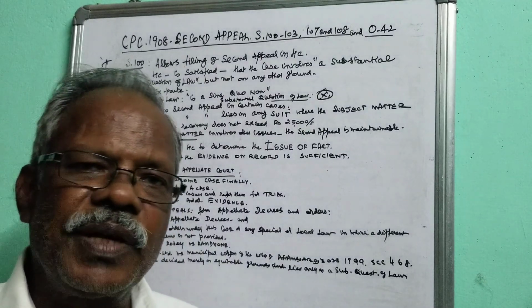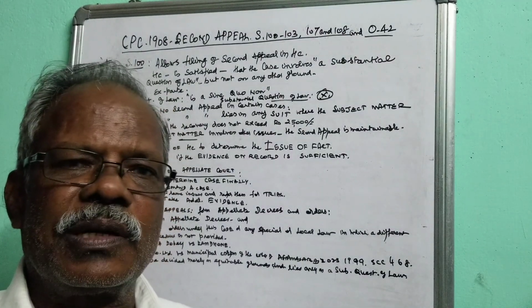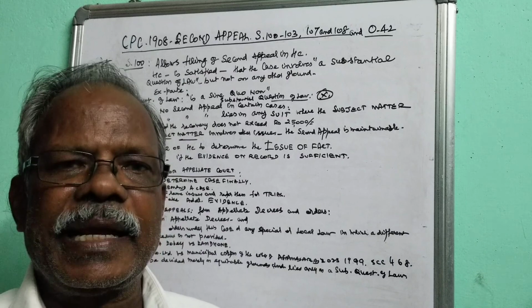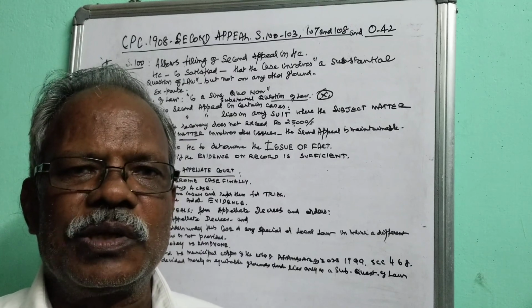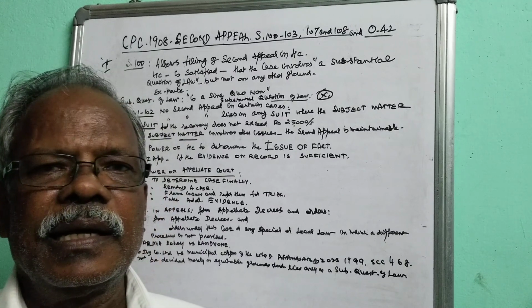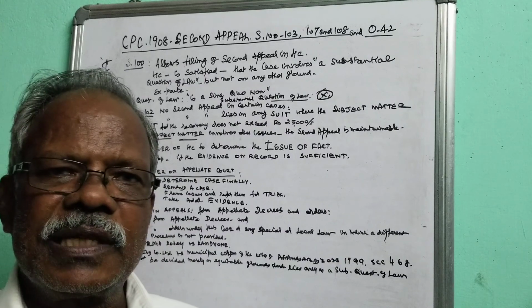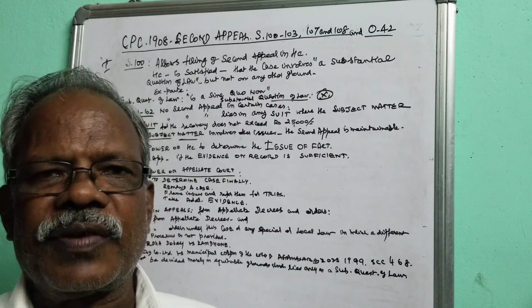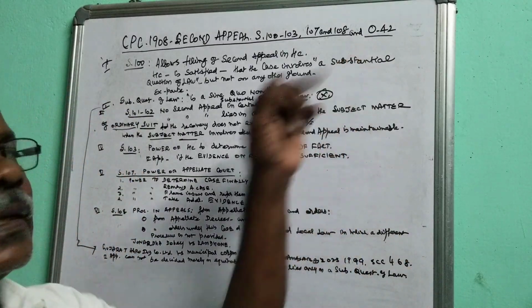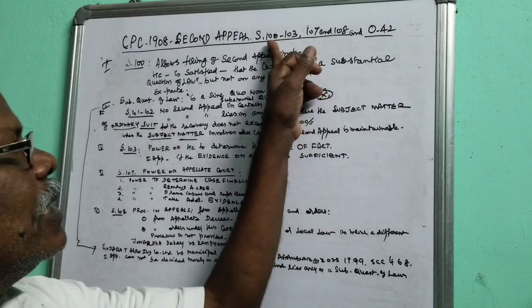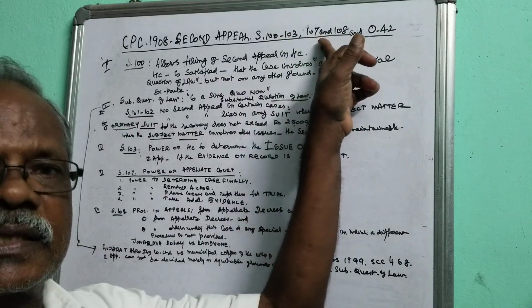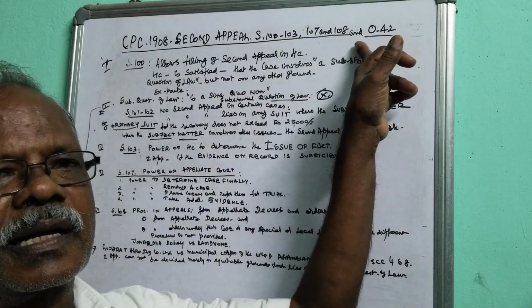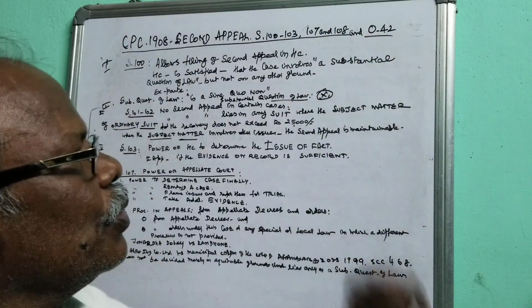Today in this video we are going to discuss the second appeal in the Civil Procedure Code 1908. First we have seen the first appeal, which comes under Section 96 and Order 41. The second appeal comes under Sections 100 to 103, 107, 108 and Order 42.